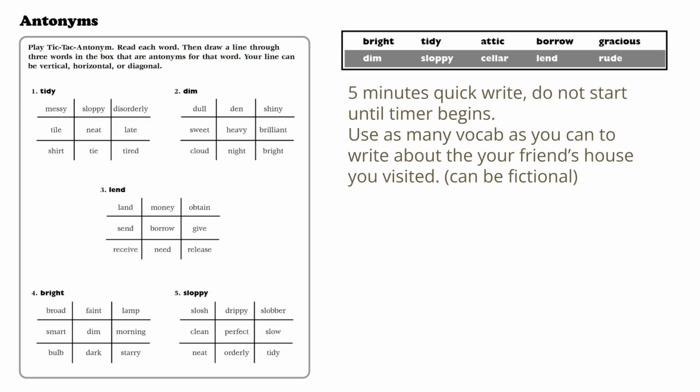When you are done, look at the bottom of the page. Set a timer for 5 minutes and do a quick write about a time you visited a friend's house. Try to use as many of your vocabulary words as you can. Pause the video here to complete page 2.